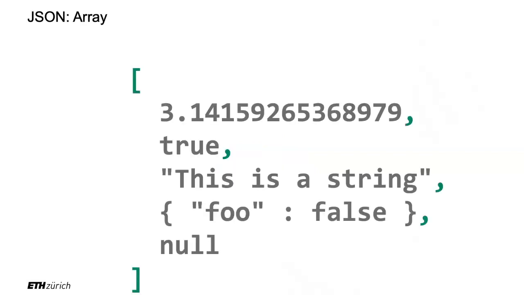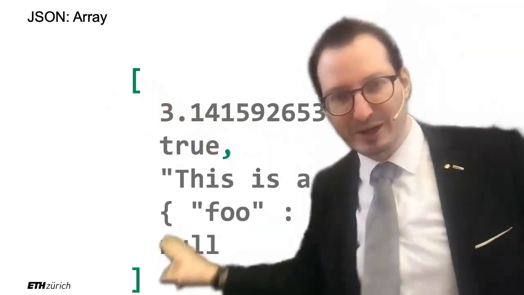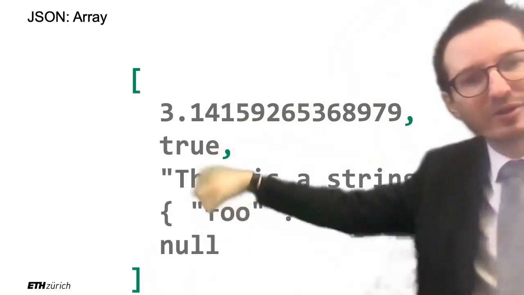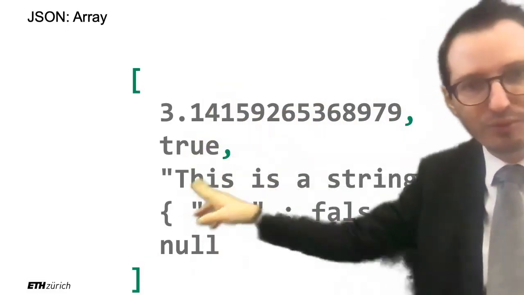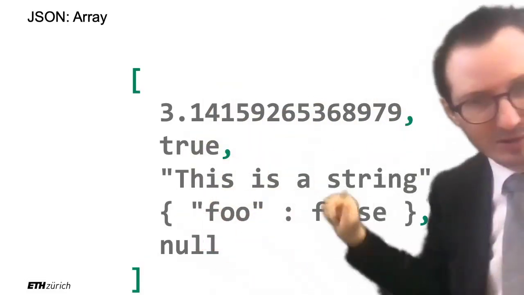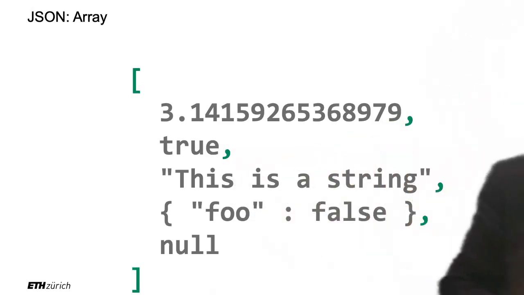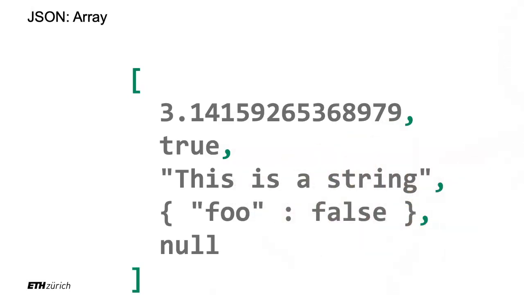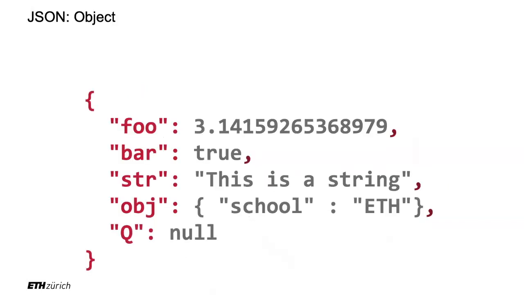The first one is the array. It's just a list of values. How do you recognize an array? Because of the square brackets. You see on the top and the bottom, it's just the square brackets. This is an opening square bracket. This is a closing square bracket. And then you can put any values you want. Here, there's a number, there's a Boolean, there's a string, there's a null, there's an object, which is on the next slide, comma separated. This is an array. The order is important in there. It's an ordered list.